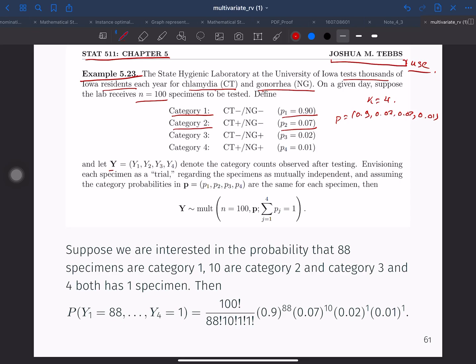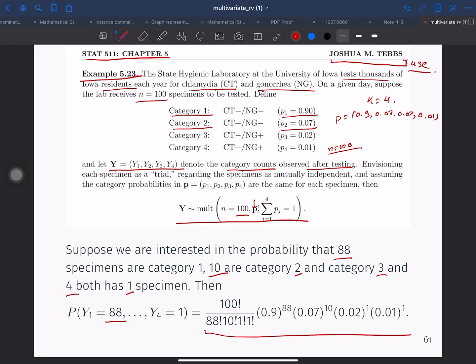Then if we care about the multinomial random variable, denoting the category counts observed after this n equal to 100 trials for testing, then we can say that capital Y is multinomial with 100 trials and this probability vector capital P. And so if you're interested in the fact that you have 88 specimens in category 1, 10 in category 2, and 3 and 4 each have a single specimen, then by the definition of the joint PMF for the multinomial, that expression is given below. We will see the multinomial distribution quite more often in, say, chapter 10 or 11 of ST422. So you will come back to this topic later.